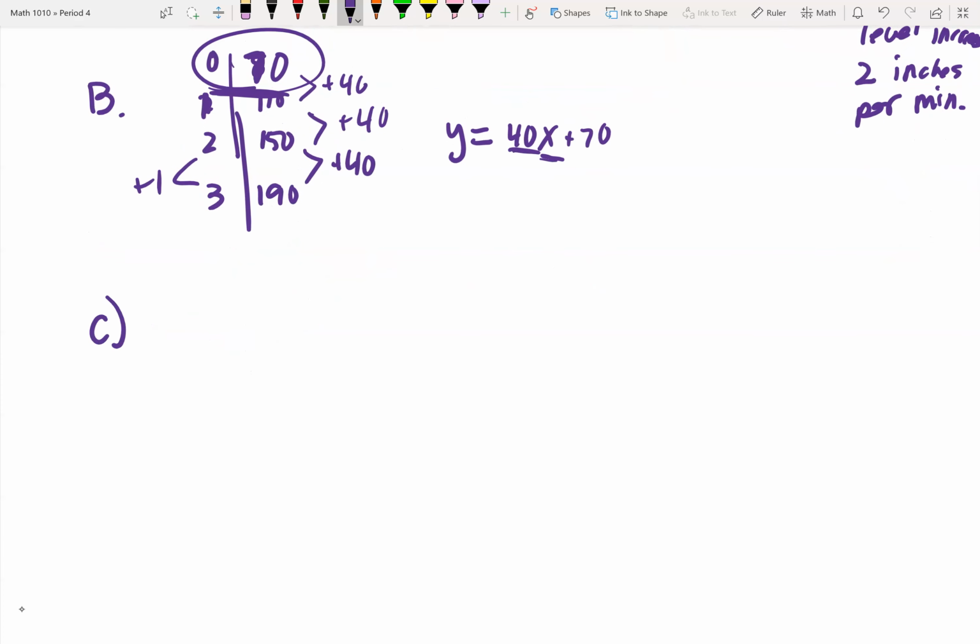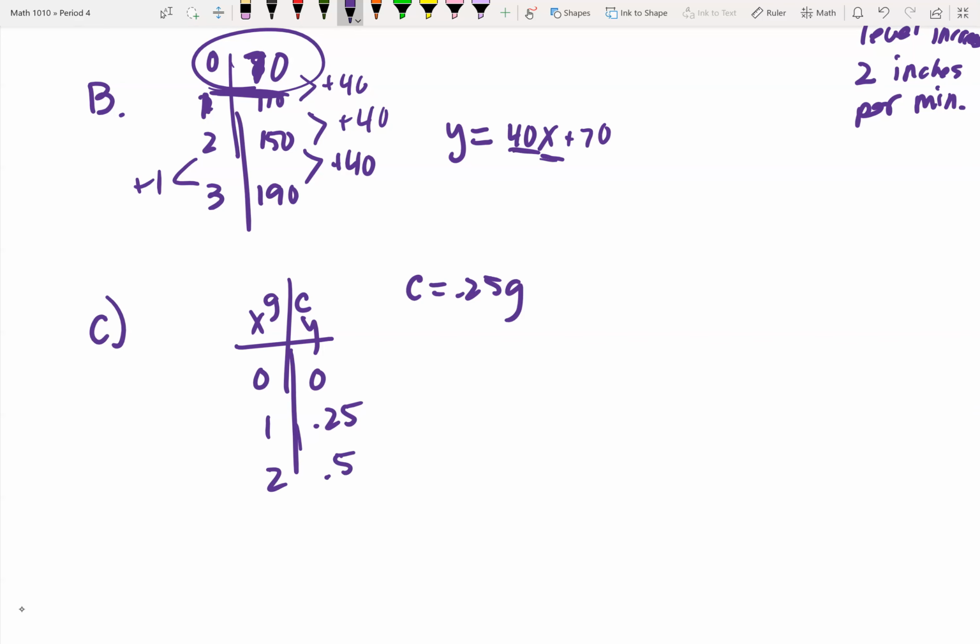Okay, question C. So do a table, x, y, and they give you an equation, so C equals 0.25G, so this is going to be easy. They gave us the equation, so if your G is 0, then your cost is 0. If your G is 1, you get 0.25, 2 would be 0.5, etc. You can go as long as you want.